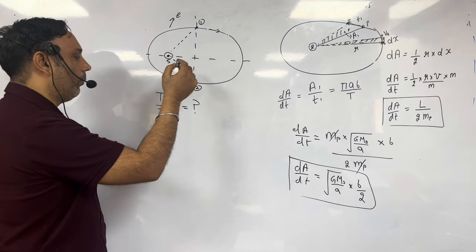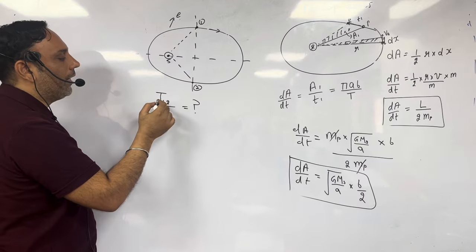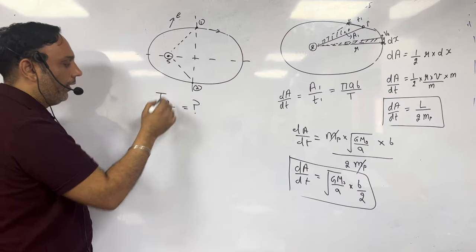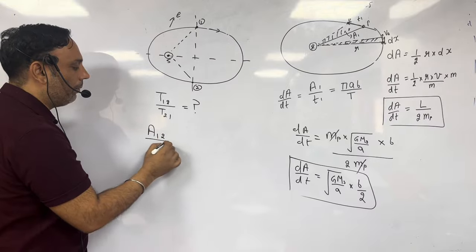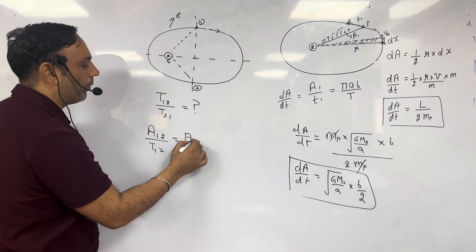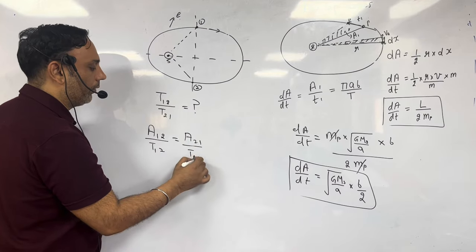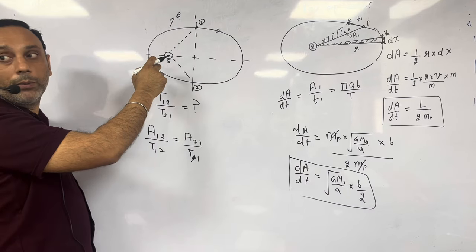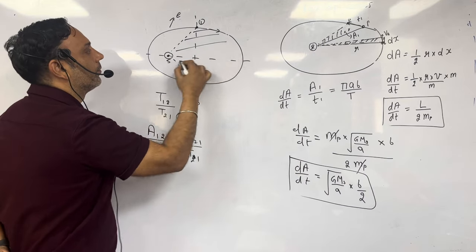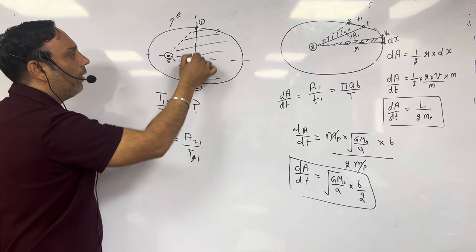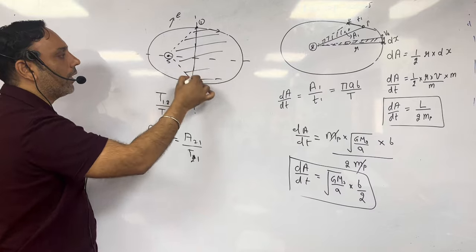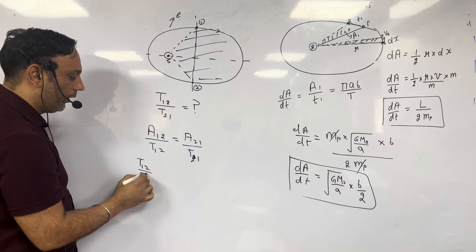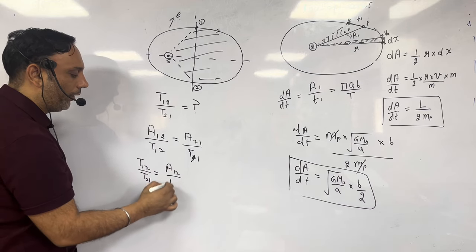Okay beta, what do we need to find? The time taken from 1 to 2. We know areal velocity is constant. Means area from 1 to 2 divided by time from 1 to 2 is equal to area swept from 2 to 1 upon time taken from 2 to 1. You might be thinking that these two areas are equal, but the areas are not equal. The area swept around the Sun, this whole area, is half the area of the ellipse plus this triangular area. So that is A12. So T12 upon T21 is equal to A12 upon A21.